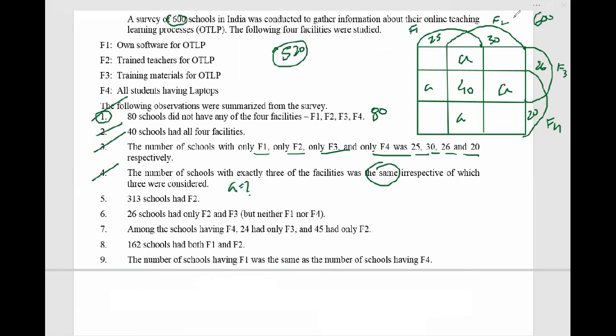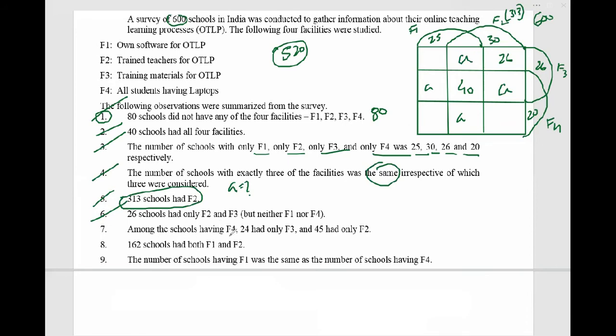313 schools have F2. So this total is 313. Fine. 26 schools have only F2 and F3. F2 and F3, this is the combination. Only F2 and F3, no F1, no F4. This is 26. So again, this data is completely plotted. Although we can do some additional exercise with this data, we'll do it later. We'll form an equation with the help of this total.